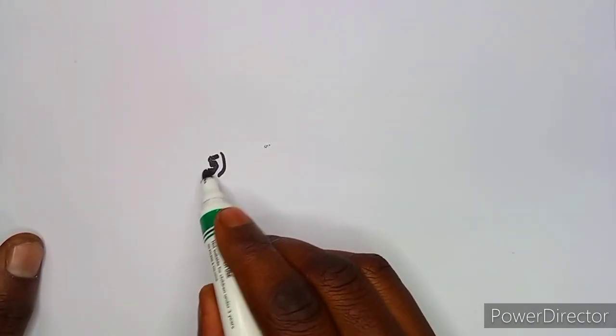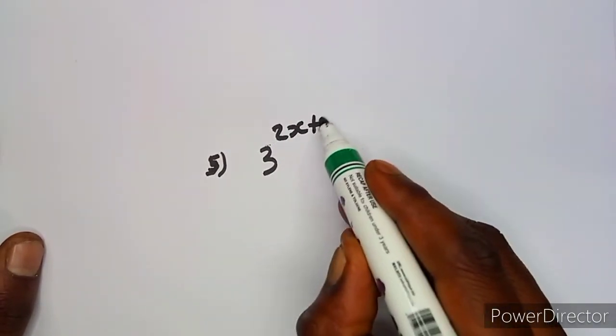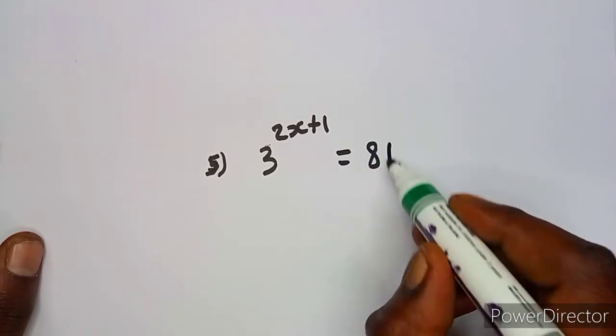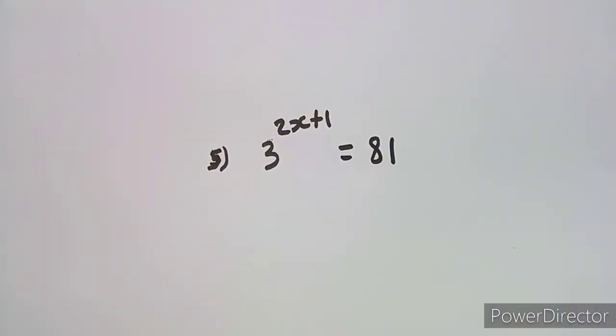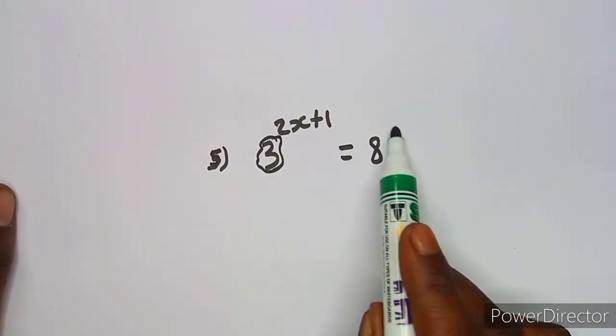Let's see this one on number 5. Okay, I think the other ones, they're direct. Let's see number 5 there. On number 5, we are given 3 to the exponent of 2x plus 1, which is equal to 81. This is what we are given on number 5 there. So 3 and 81, these are the bases that we are given. Take note, we are solving for x in the exponents. So you have got 3 here, and this is 81.